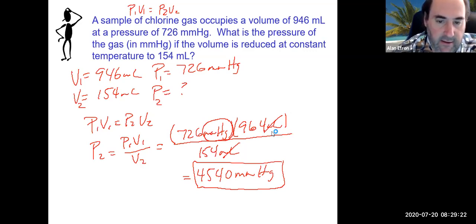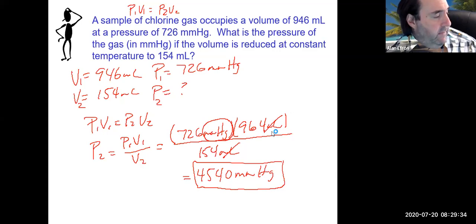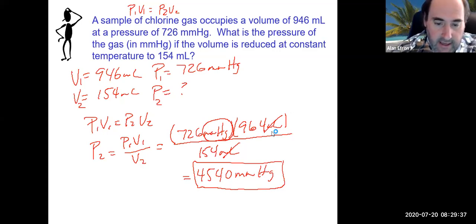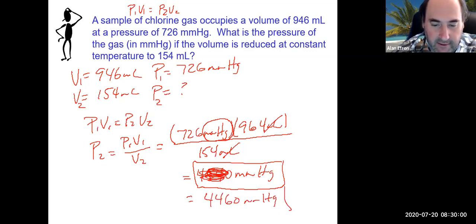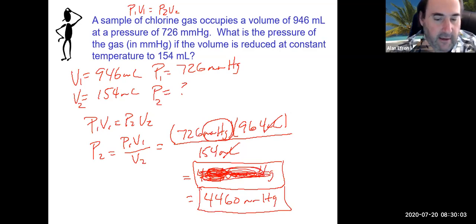Any questions on that particular one? Now we could also think about the relationship that we talked about. Actually, let me try again here. It is 946. I think I punched that in wrong. I'll try it again, 726 divided by 154. 4460 would be better. I guess I punched that in right. There you go, 4460 millimeters of mercury. Close. Any questions on that? That should be better, I hope.